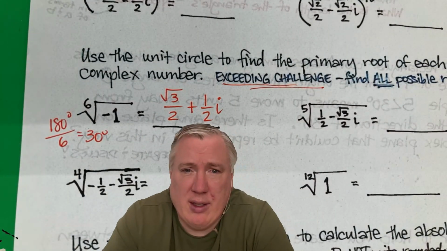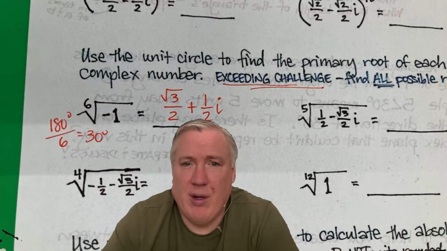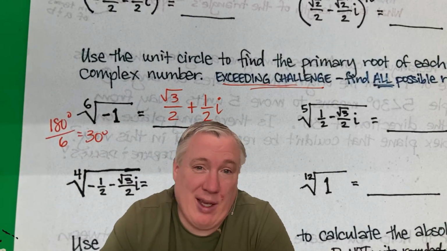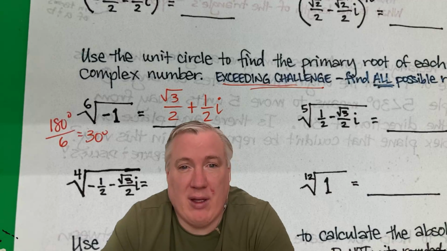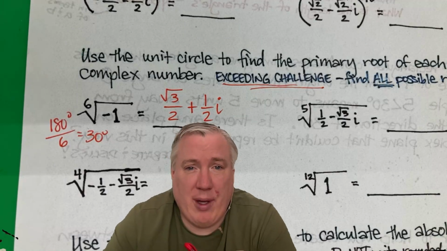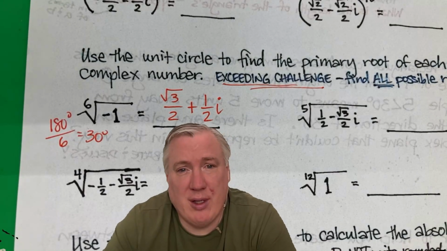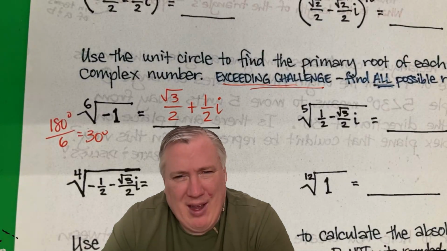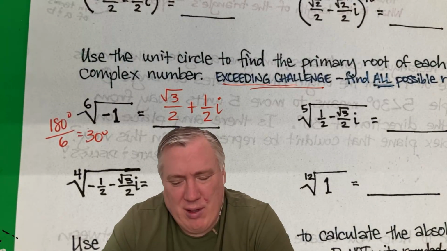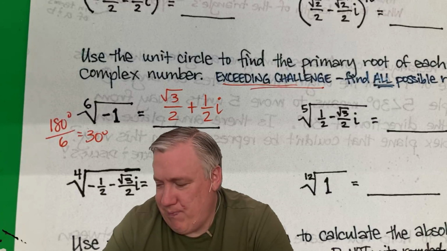Because the reality is, if I'm asking for the 6th root of a number, there are actually 6 answers in the complex number system. There are 6 different values that all, when multiplied by themselves 6 times, would result in -1. And at first you might think, well, how are you going to find all of those other ones? Well, it's actually kind of standard.